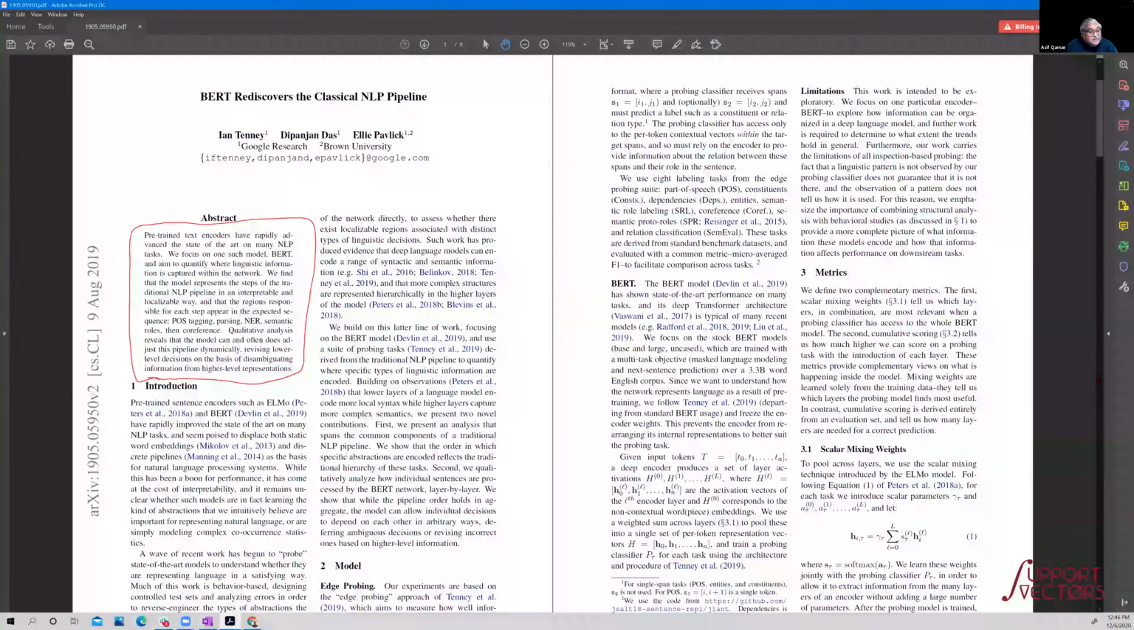So next, it says, we focus on one such model, BERT. BERT is something we learned on Wednesday. And aim to quantify where linguistic information is captured. And this is the sentence that we need to focus on.